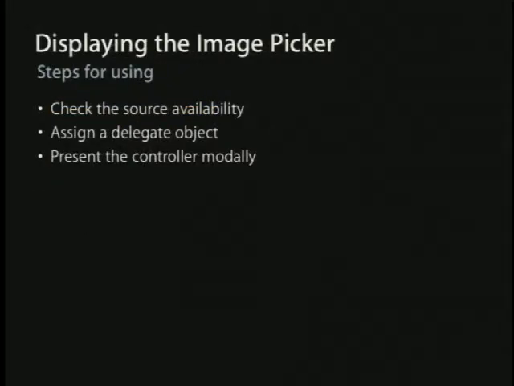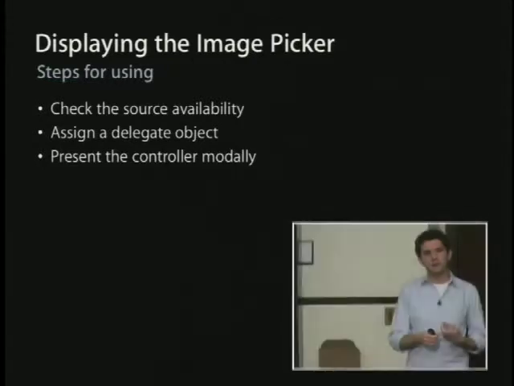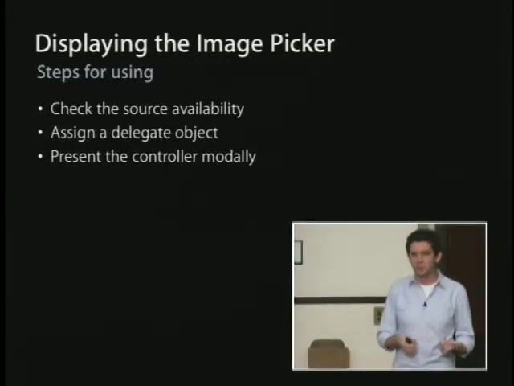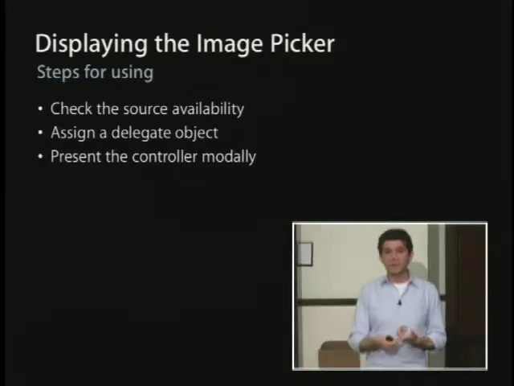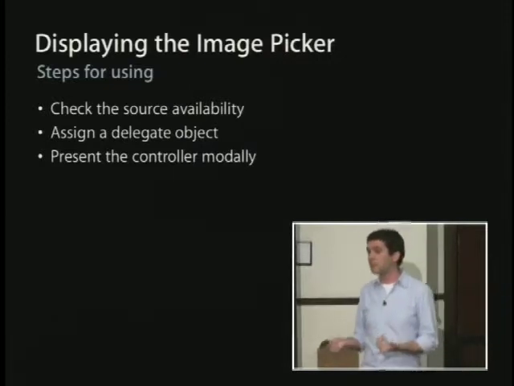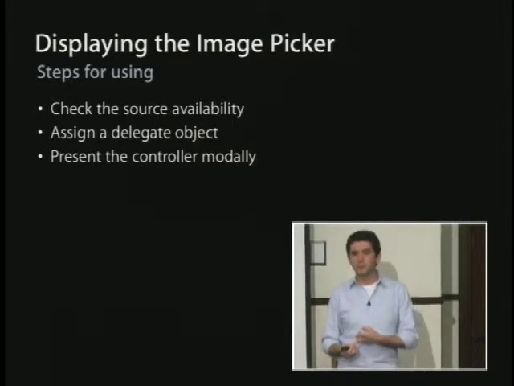So there's really only 3 steps, just 3 things you have to do to use this. The first thing is you want to check to see if the source that you're interested in is available. Some devices don't have a camera. iPod Touch doesn't have a camera. Some devices don't have a video camera. Only the iPhone 3GS has a video camera.